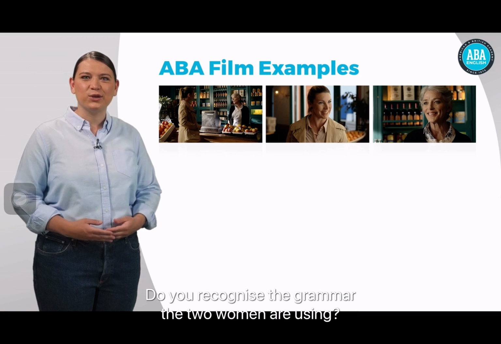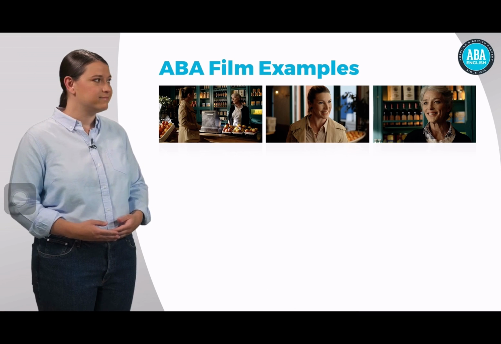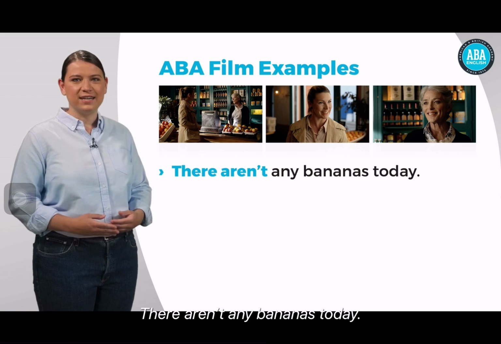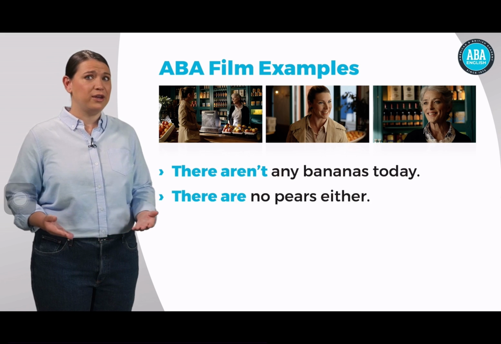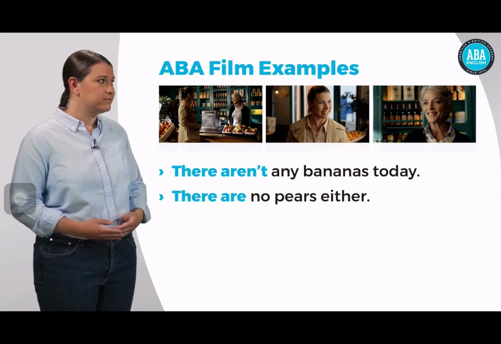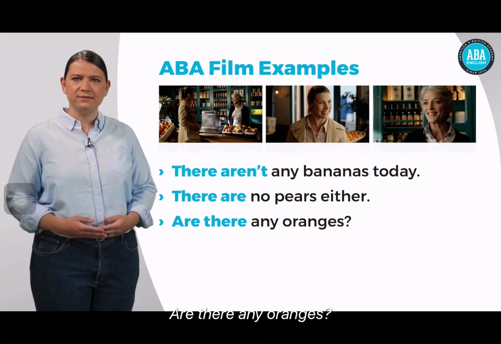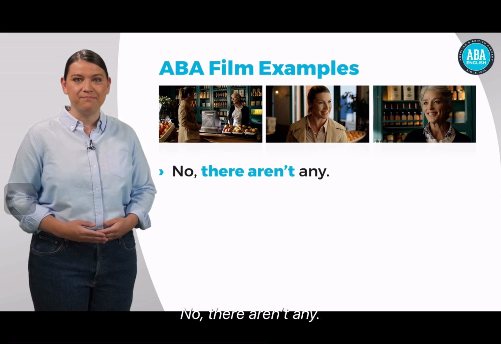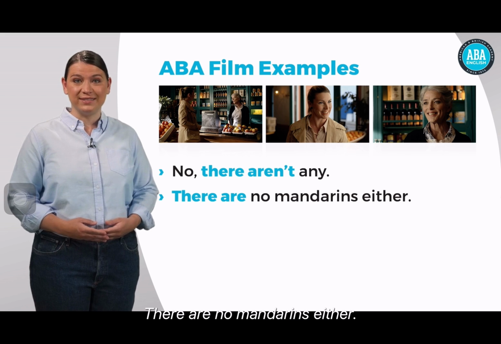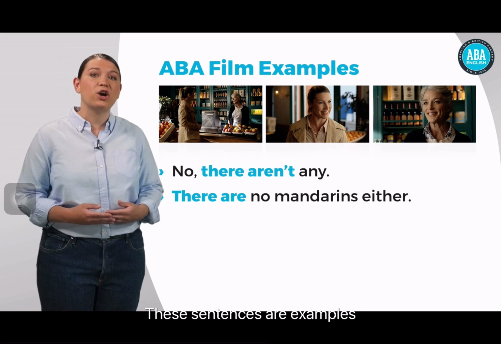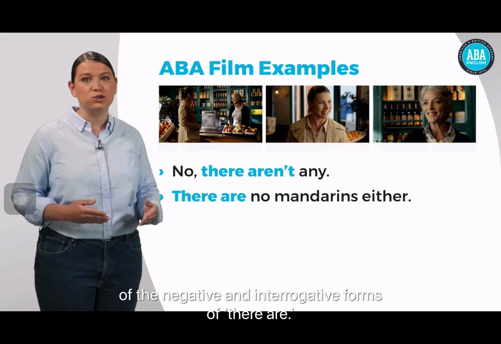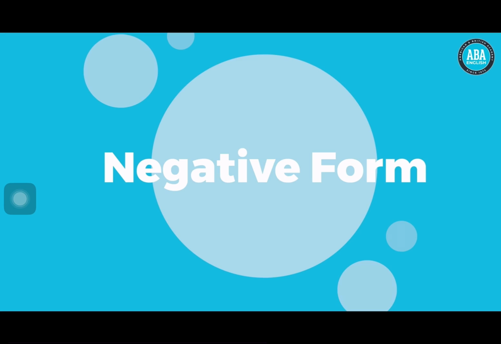Do you recognize the grammar the 2 women are using? There aren't any bananas today. There are no pears either. Are there any oranges? No, there aren't any. There are no mandarins either. These sentences are examples of the negative and interrogative forms of there are.